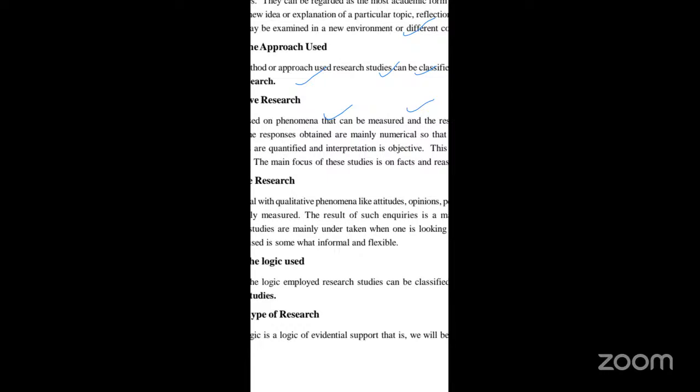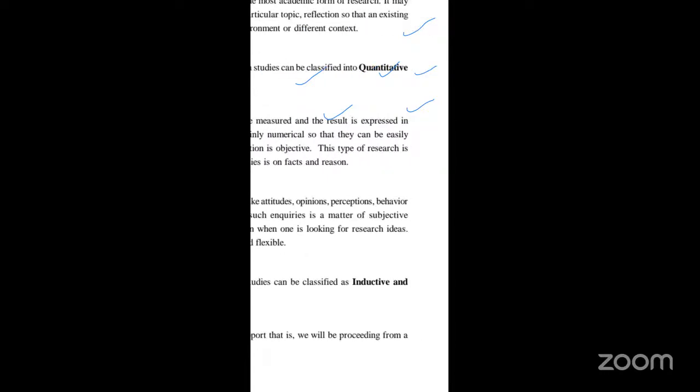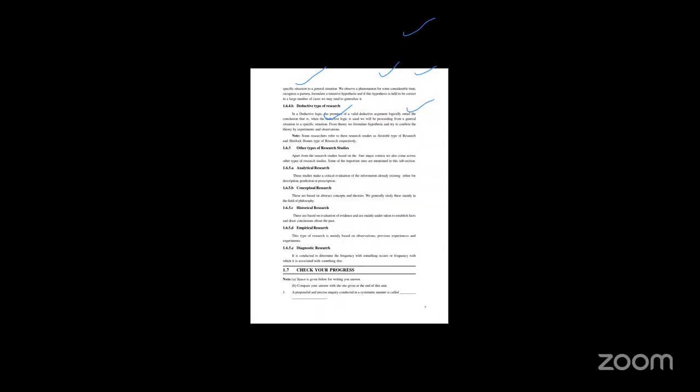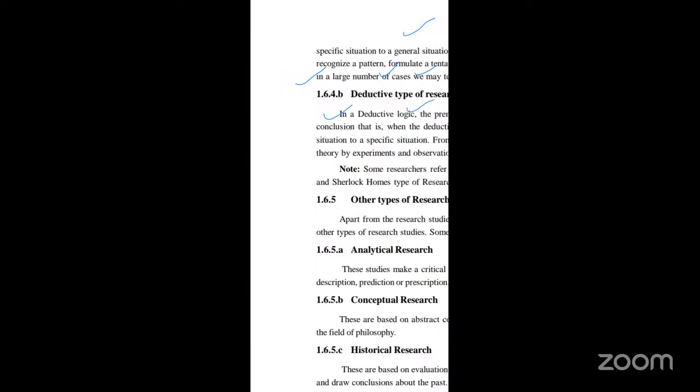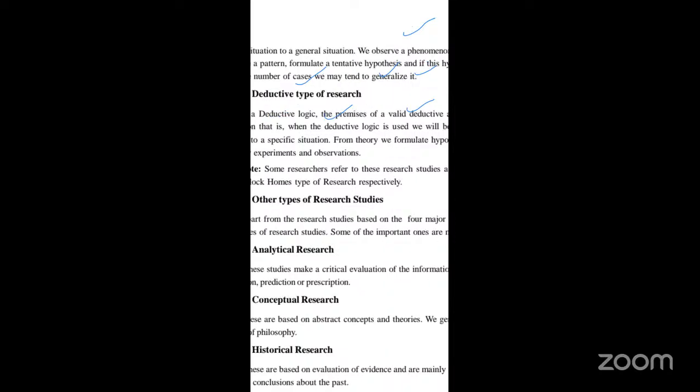And what does logic mean? So the deductive type of study is called logic. Inductive is evidential support, that is, we will be proceeding from a specific situation to a general situation. We observe a phenomenon for some considerable time and formulate a tentative hypothesis.